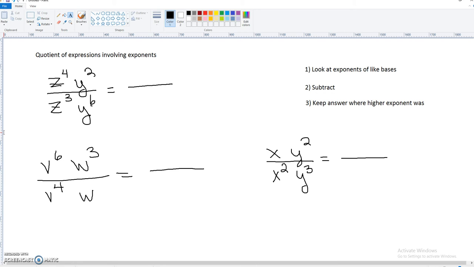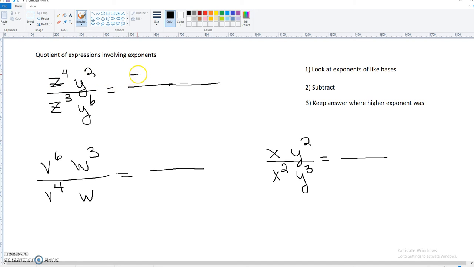And the key is to keep whatever letter where it belongs, so if it's a higher exponent, we want it to be in the place where the higher exponent was. It'll make a little bit more sense once I start going through some of these examples. Okay, so if you look here, we're going to look at this first one, and we're going to do it the long way, just so you can see what happens as we subtract or divide in this case. So I'm going to expand all these out.